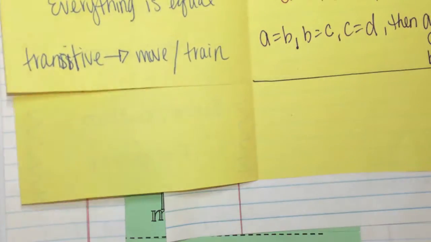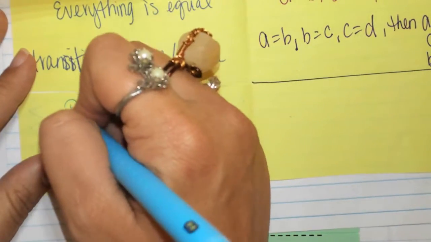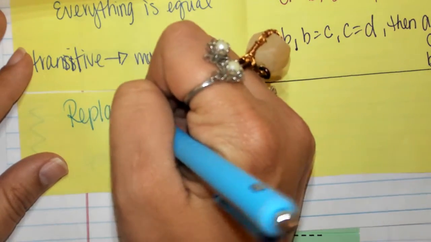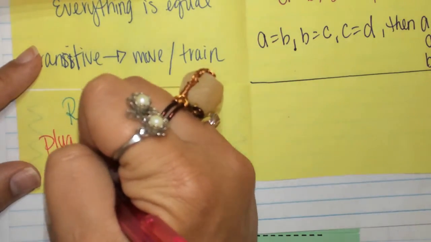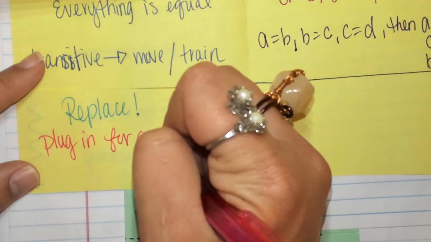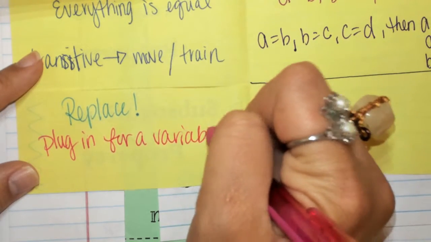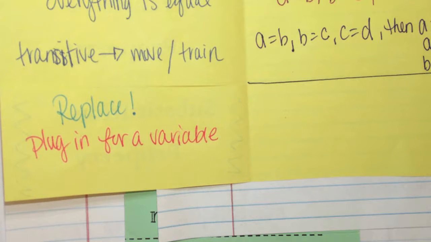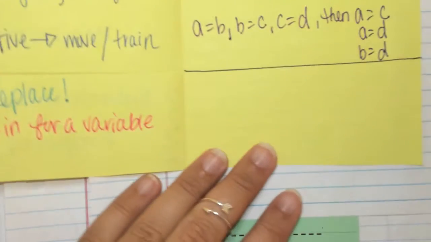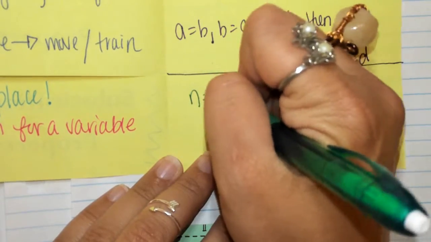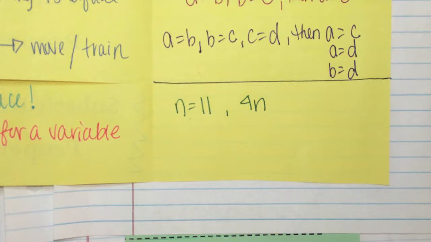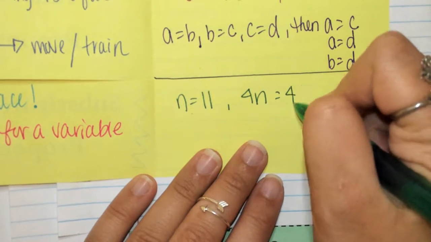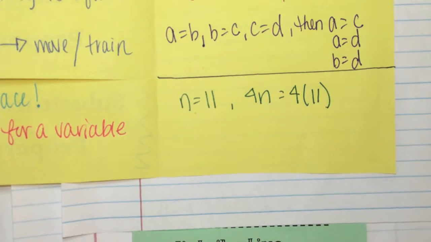All right, so substitution means to replace. Isn't it exciting? And you plug in for a variable. So if I said that n is equal to 11, and we had 4n, what would we do with that n? Ta-da!